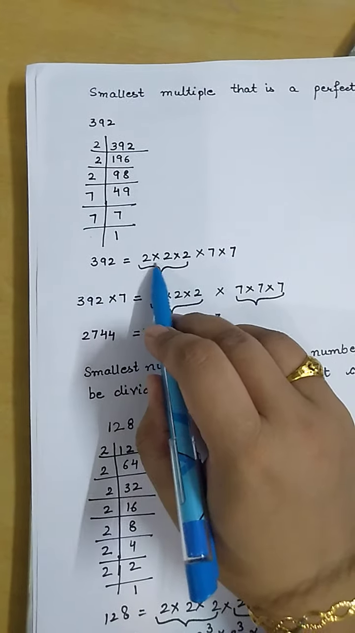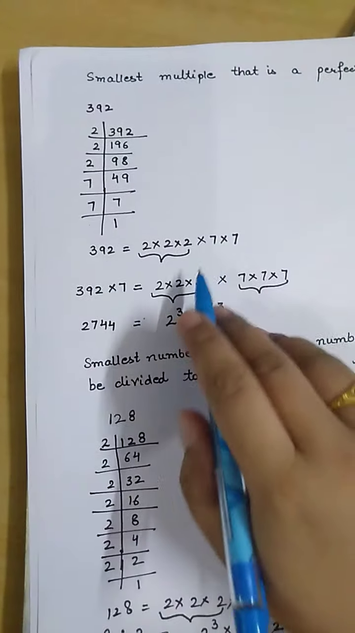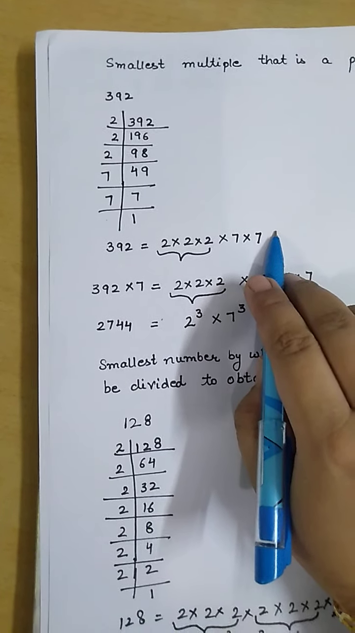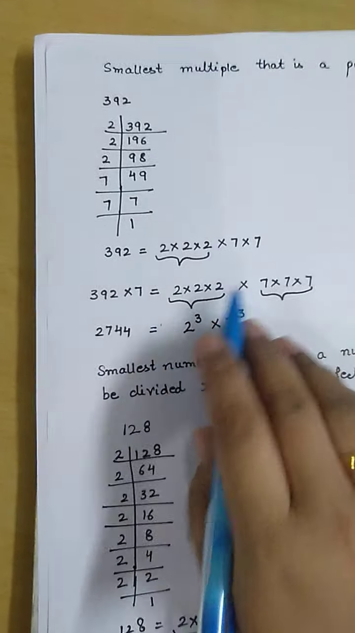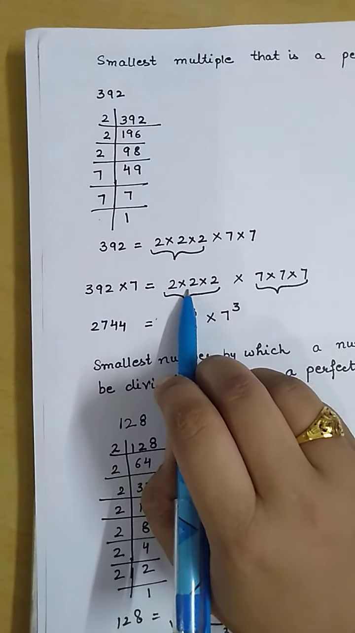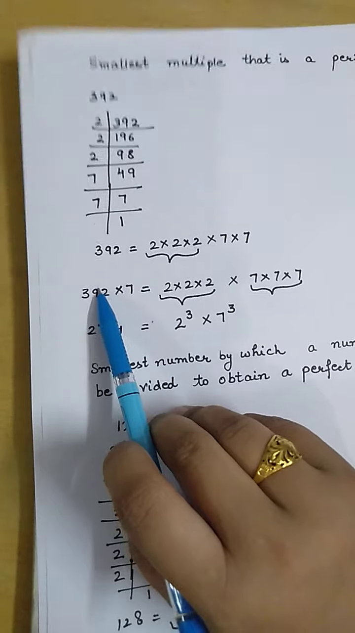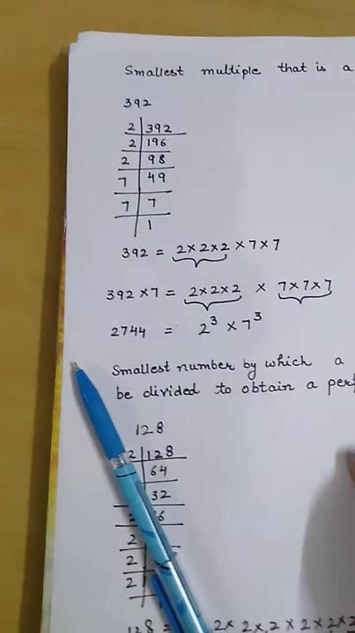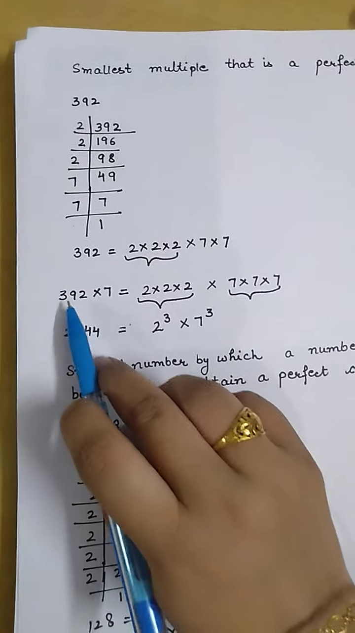See here this will make a pair of 3's. This can be written as 2 cube, but can I write it as 7 cube? No, because one 7 is less here. So students, whatever is less here, we will multiply it on both sides, because then only my equation will be equal. If I multiply it only on the right hand side, my left hand side will become smaller. It will not be an equation then. Okay, so we need to multiply 7 on both sides.